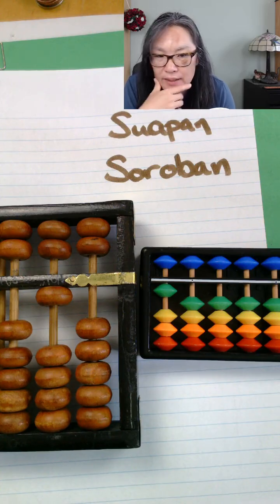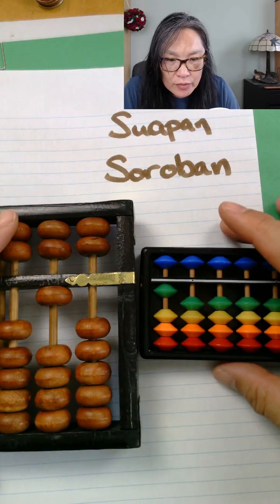It's just a different way. Oh, okay. Can you count from 1 to 0 on the abacus?